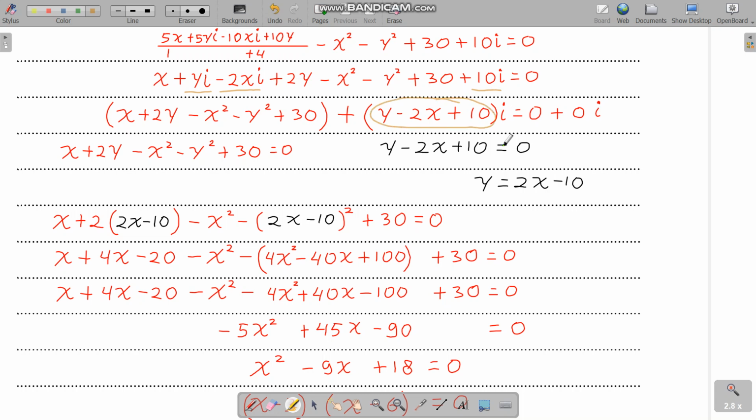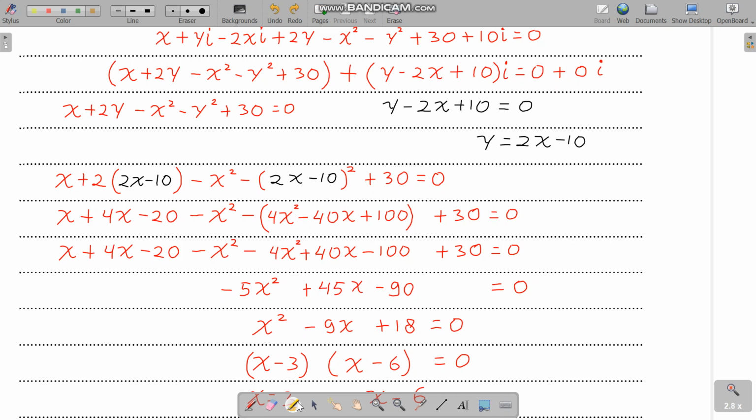We can pull out the i, and 0 is actually the same as 0 plus 0i. So now we compare the real part and imaginary part. For the real part we have this equals 0, and for the imaginary part this equals 0. So we have to substitute to solve for x and y. From this equals 0 we can make y equal to something and substitute y. So we replace this y and this y with 2x minus 10.